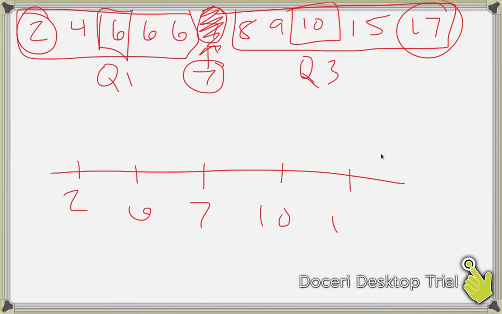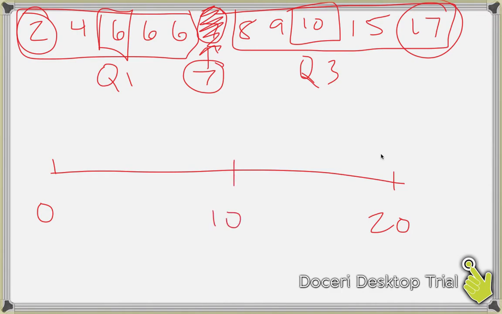So that's not it. Okay, so instead, we know we need to go from 2 all the way up to 17. What I would do probably is I would go from 0 to 20, cut it in half there, cut it in half here, and then we can place our points. And when we place our points, they kind of hover above. Okay, so I got a 2, I got a 6, I got a 7, I got a 10, and I got a 17. So there are my 5 points.